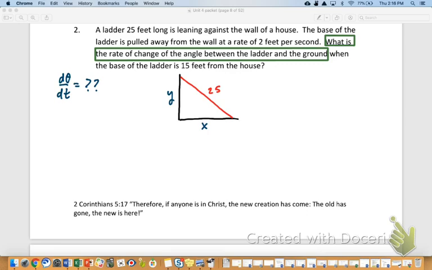Say again? Oh, between the X and the 25? Yeah, kind of that lower right, because it describes it as the angle between the ladder and the ground. I think that should be our theta. Do you guys see any other rates going on here?